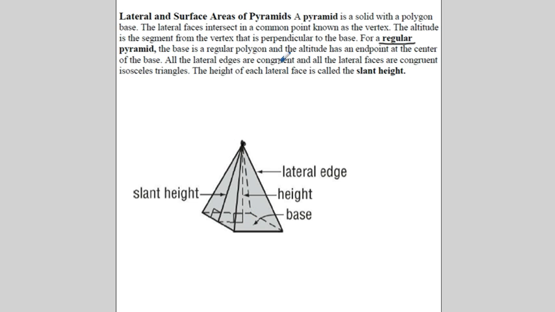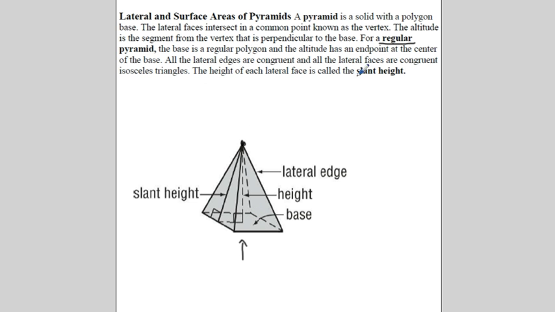All the lateral edges are congruent. I'm sorry, this is a lateral face, so all the lateral edges are congruent. This right here is a lateral edge. This right here is a lateral edge as it points to it. All of those are congruent. And all the lateral faces are congruent isosceles triangles. And this is only, once again, if the base of the figure is a regular polygon.